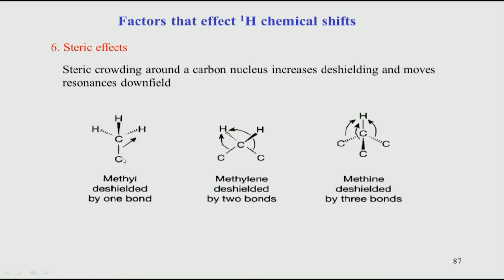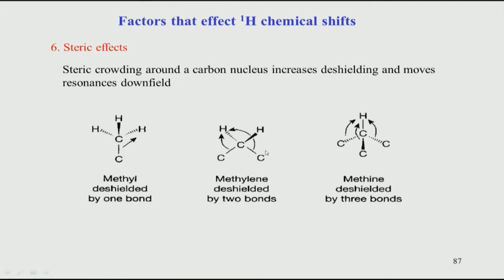And suppose you have another methyl, that is, if you have 2 methyl groups, that is an ethane molecule, and in ethane we saw that the hydrogen atom has a chemical shift value of 0.86 ppm. So, you see it has moved from 0.23 in methane to 0.8 in ethane. So, this is the effect of the steric group because of the additional carbon atom.